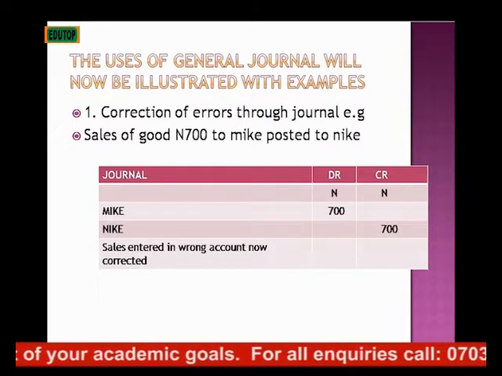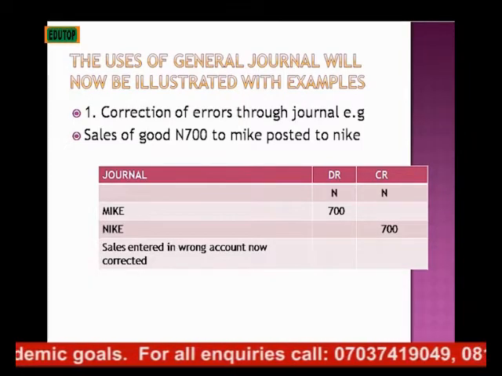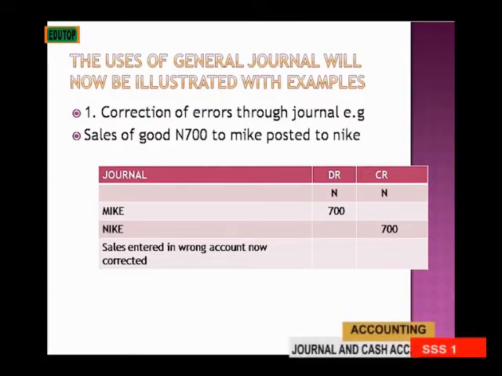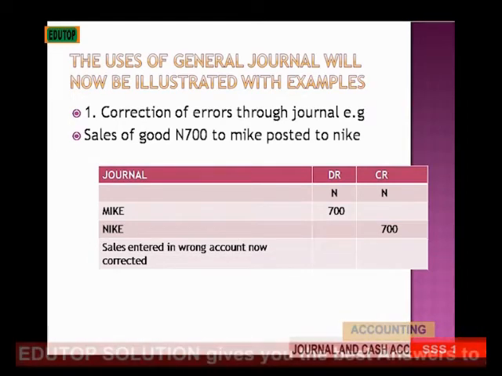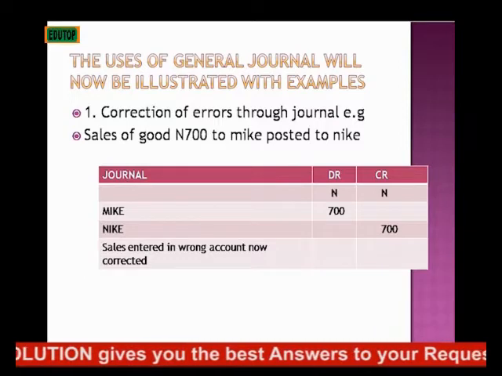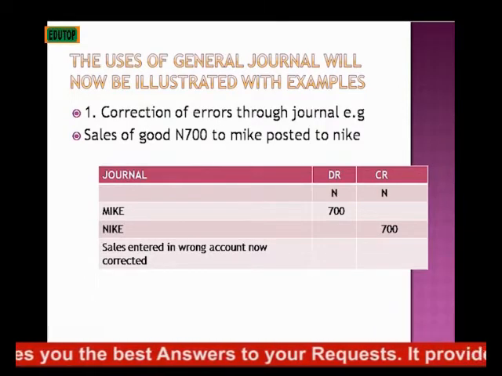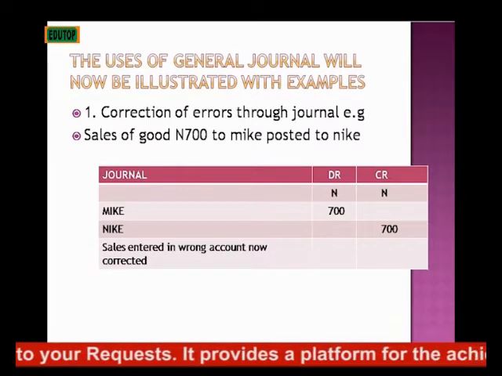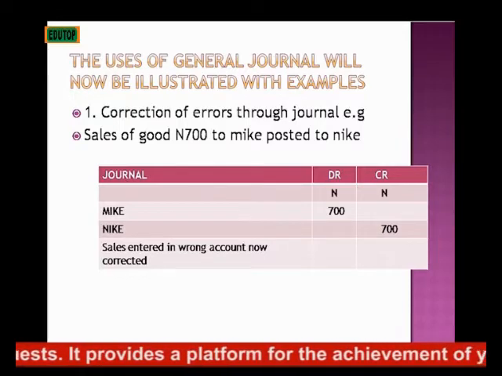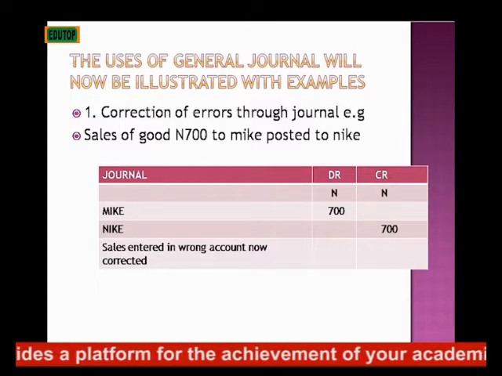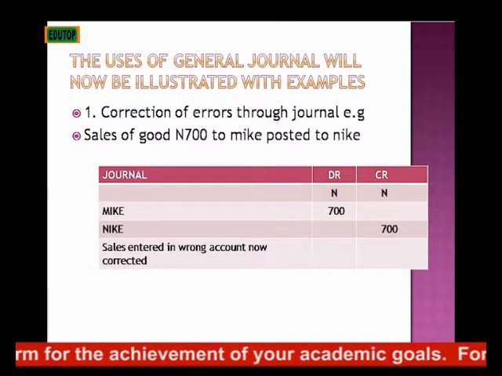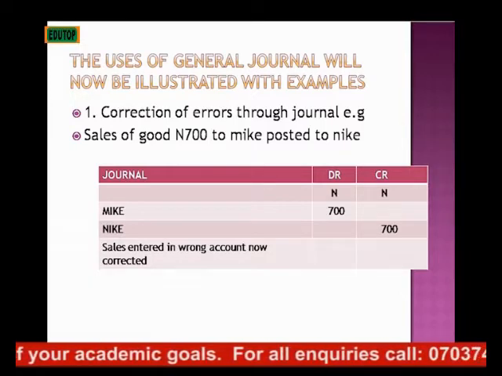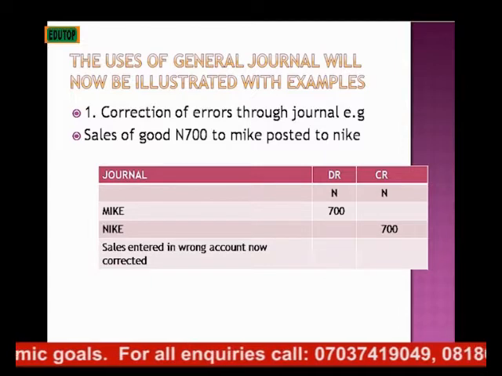Now, as you can see, we wrote here Mike, which is the debit side, 700 naira. So Mike has to be debited because when we say sale of goods to Mike, we are still following our double entry principle that when you receive, the account will be debited. It was mistakenly posted to NECO. So to correct this error, we debit Mike's account and credit NECO. That means NECO has to return our money back to Mike's account.